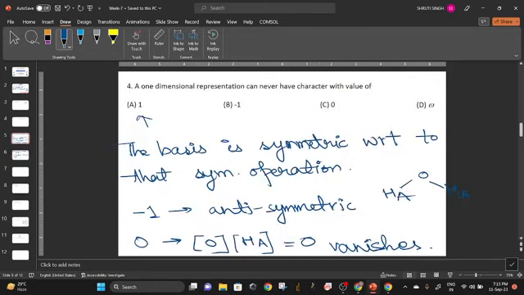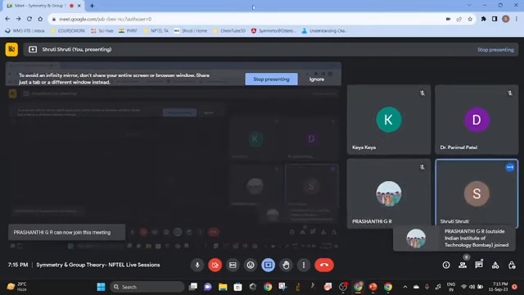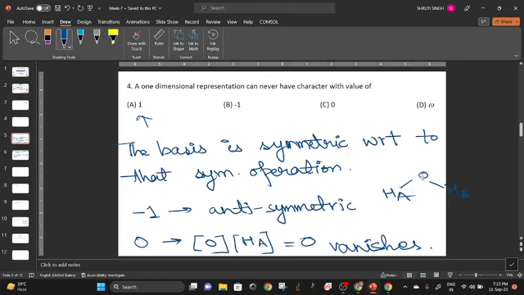Okay, so for this, the answer should be both C and D. But I guess this is not a multiple select question, so the only answer given is D itself, I guess. But the answer should be both C and D.